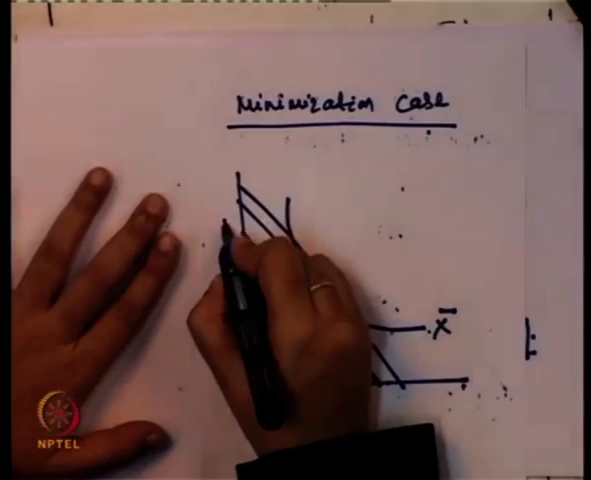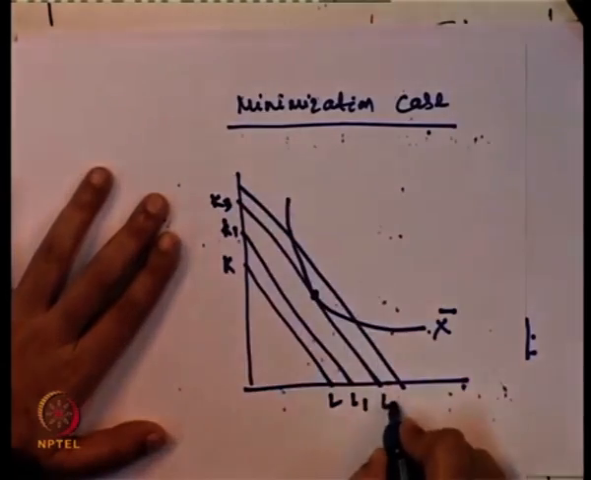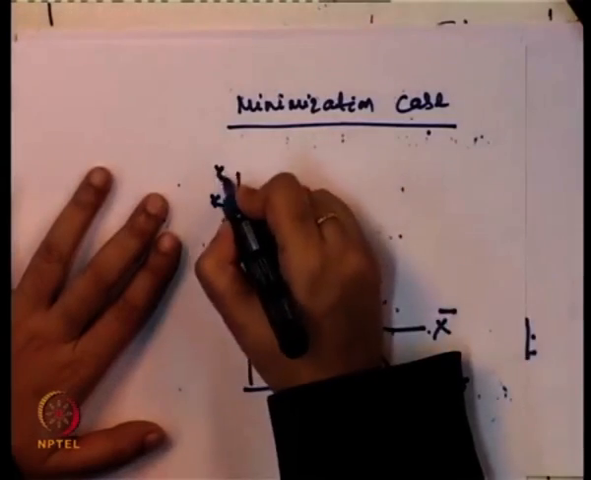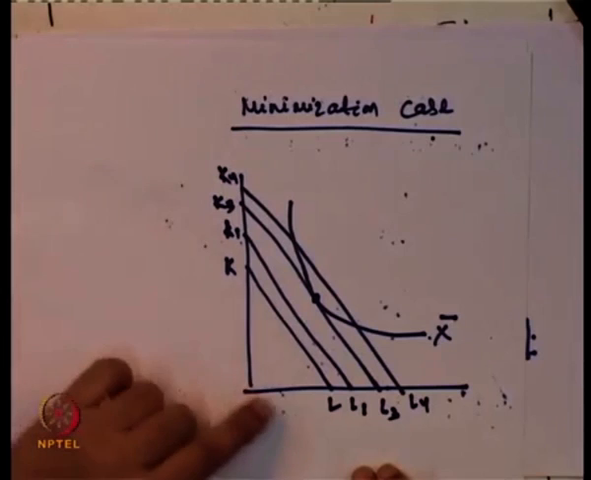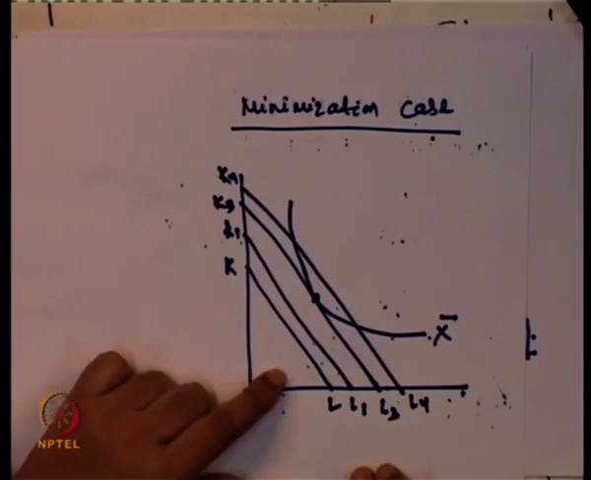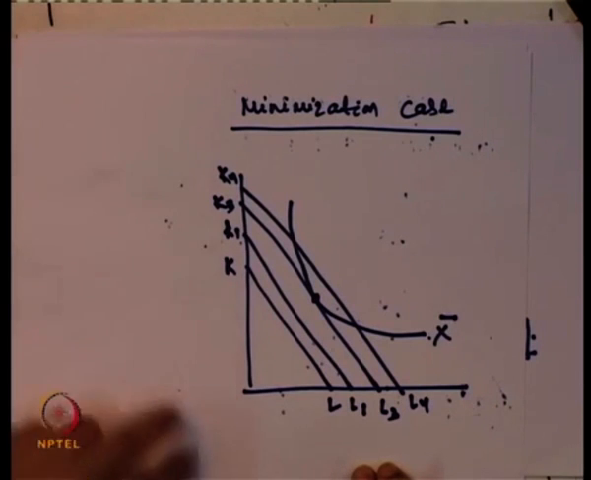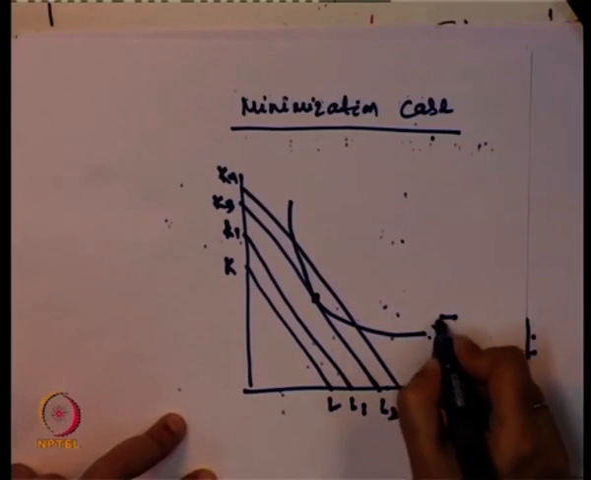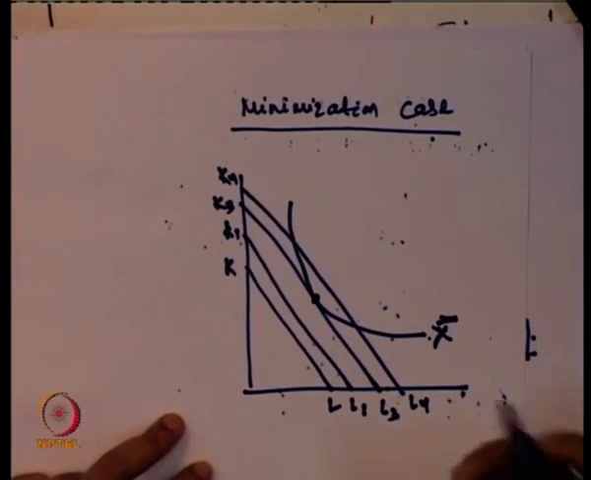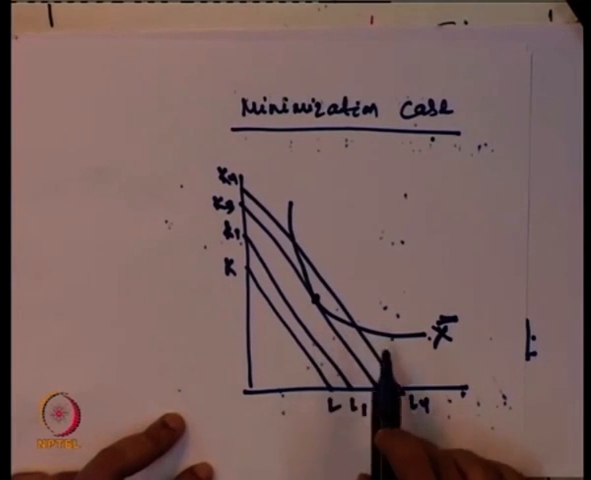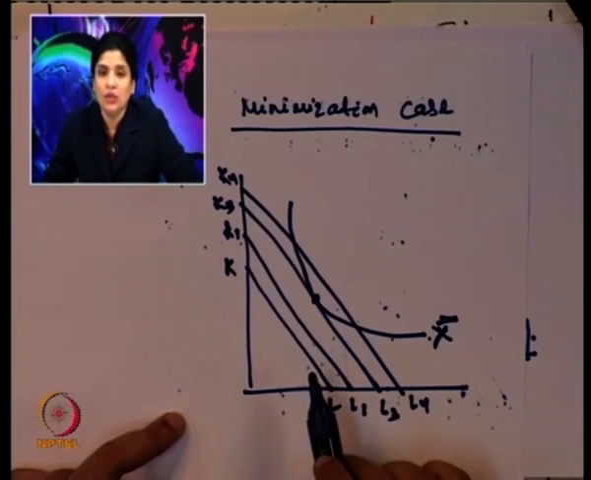So, these are all isocosts. These are the points which talk about the cost of production for any of these combinations of input prices. Looking at this, if x bar is the given output level, then the producer will always look for which one can be the minimum cost to produce this level of output.